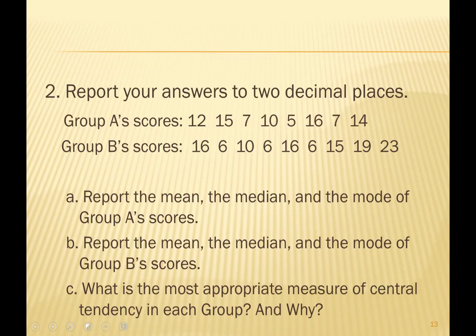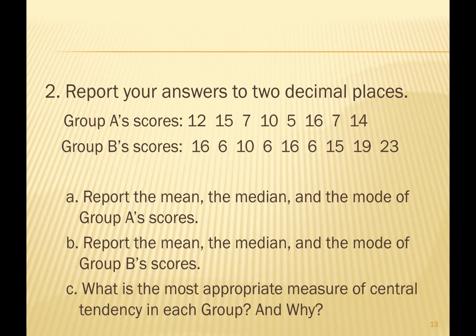In question 2, it says to report your answer to 2 decimal places. Group A has these scores and Group B also has these scores. In questions A and B, it says to report the mean, the median, and the mode of each group, Group A and Group B. And then in question C, it says what is the most appropriate measure of central tendency in each group and why?